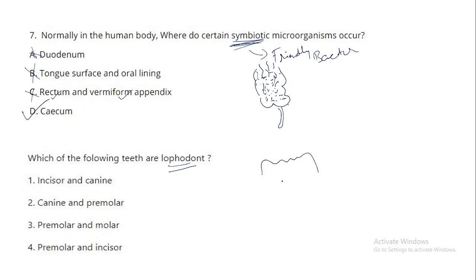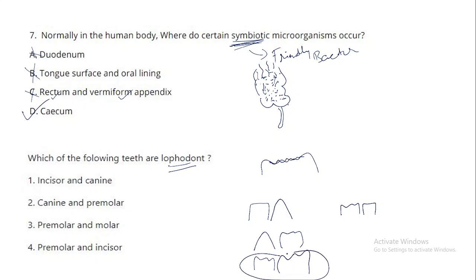Okay, so which of the following teeth are lophodont in nature? Incisors, we know that they are flat. Canines are pointy. Okay, so canine, next option is canine and premolar. Next is premolar and molar. Next is premolar and a canine. So now tell me, lophodont, I told you, are the ones that represent ridges on the surface. So which option is closely related? To me, it looks like this one, which is premolars and molars. Okay.